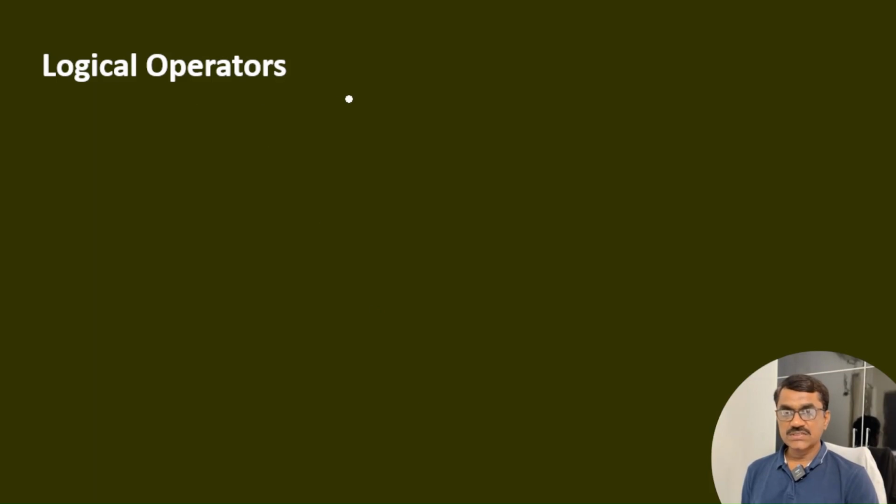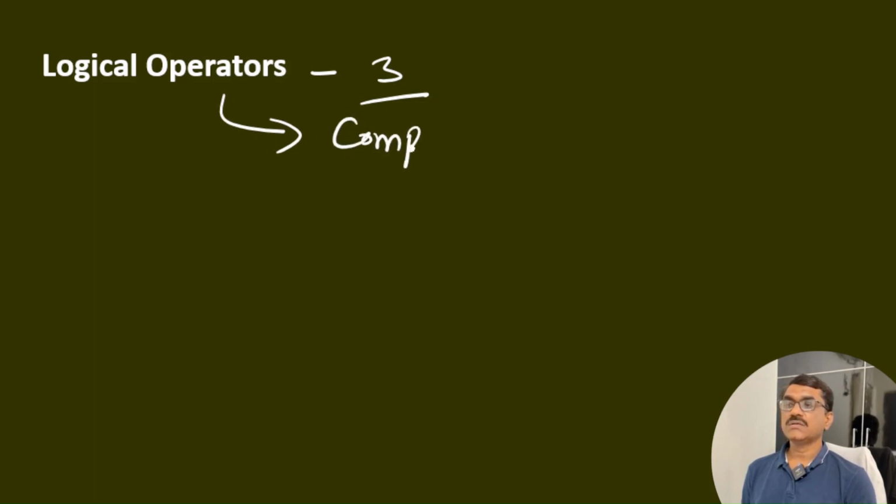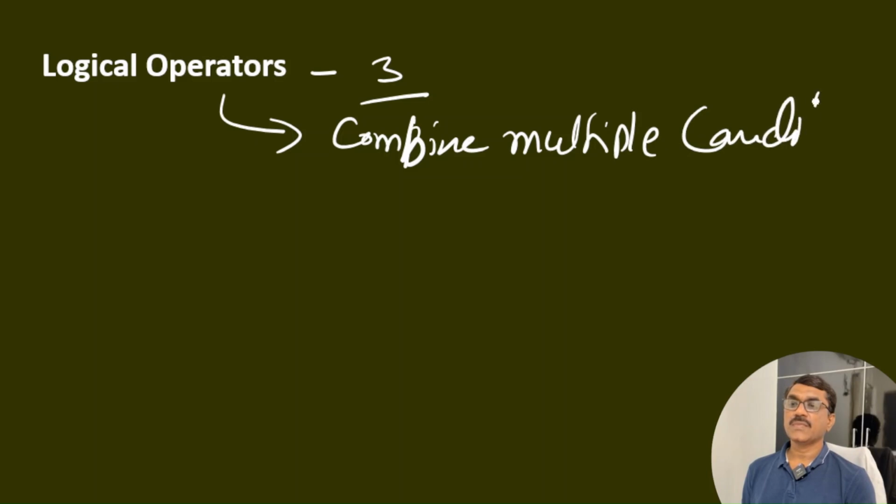Now let us discuss the second operators called logical operators. Now we will see how many types of logical operators there are. There are 3 types of logical operators. Now why are we using these logical operators? The main purpose of the logical operators is to combine multiple conditions. We will discuss each one with an example.